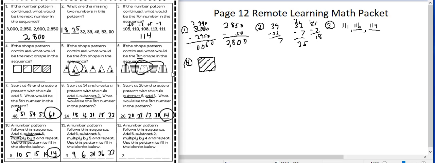Number 12, a number pattern is shown. So we're going to add 5. 2 plus 5, 7. Subtract 2. 7 minus 2, 5. Multiply by 4. 5 times 4 would be 20. And repeat. So now I'm going to add 5, 25, and I am going to subtract 2 to give me 23. And that, my friends, is working through the pattern.